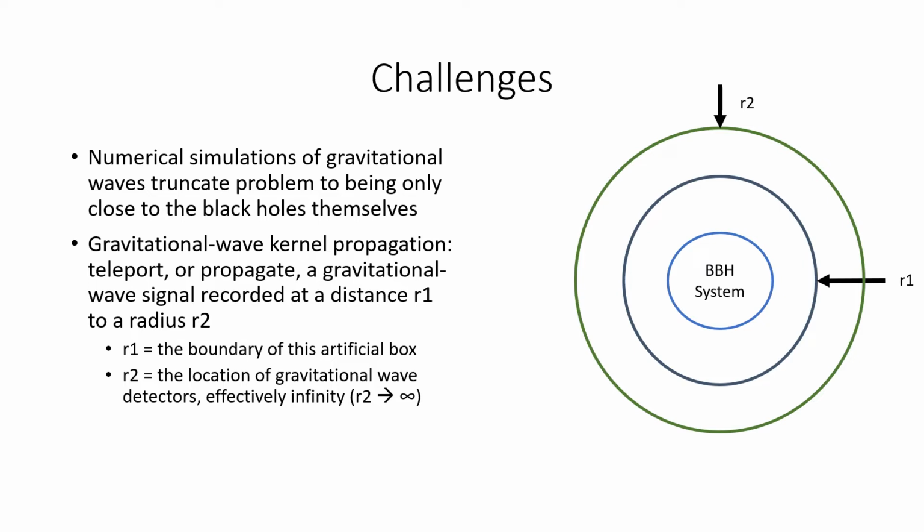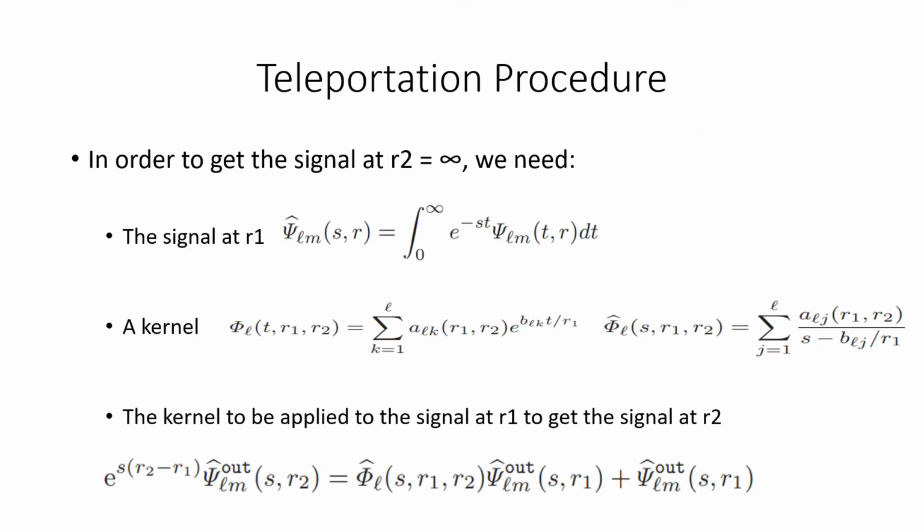This is accomplished using a Python module that implements an Adams-Bashforth method for solving the relevant ordinary differential equations describing the teleportation procedure. As for the teleportation procedure, in order to get the signal at r2 equals infinity, we first need the signal at r1. This equation shows the relationship between the time domain and the frequency domain. If the given signal is in the time domain, we take the Laplace transform of it to get the signal in the frequency domain. The second thing that we need is a kernel.